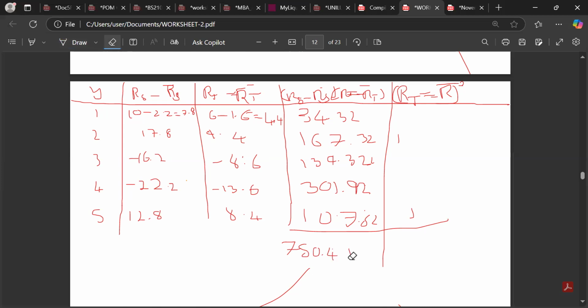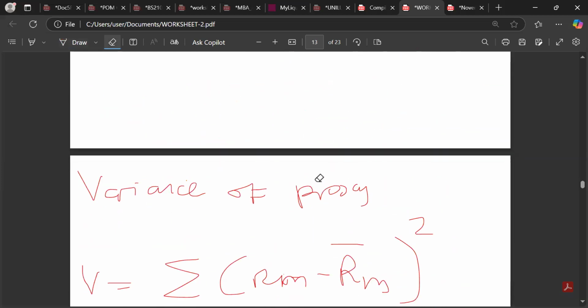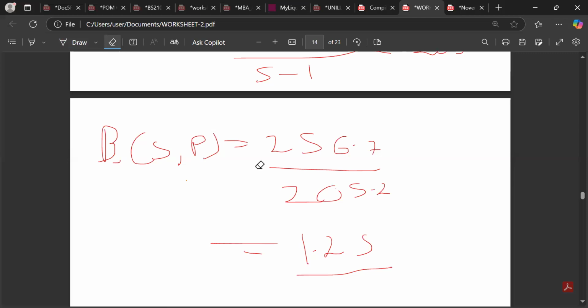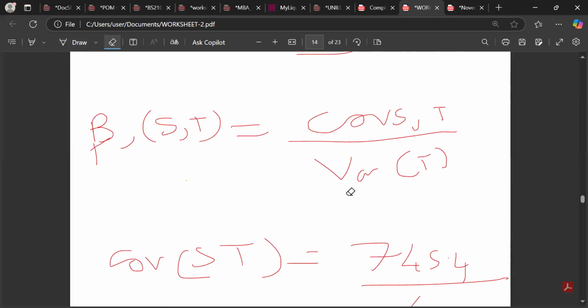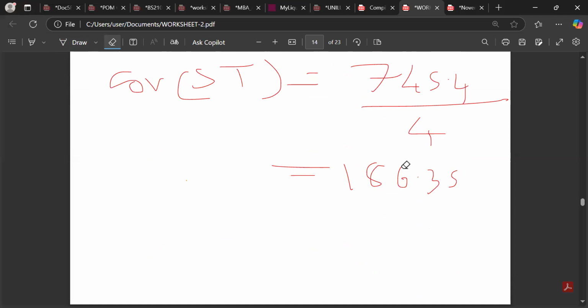Having done this, we go back to our covariance, same concept. I say divided by 4. The only change is here: 187.6 is the answer I'm getting. Are we okay so far?